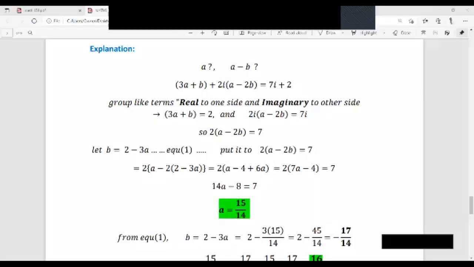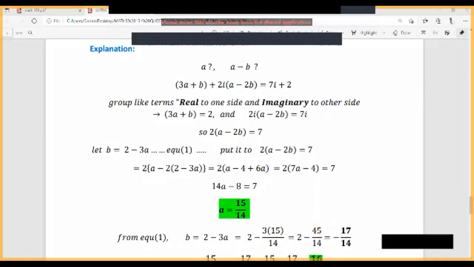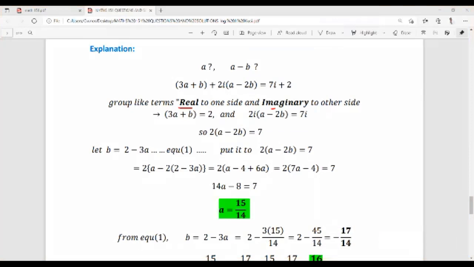Let me zoom in. Don't select anything. Okay, so we are here. You can see the screen now, right? Yes, I can see it. It's raining heavily here. Okay, good. So I'm saying that you group them into real and imaginary. That part is okay.